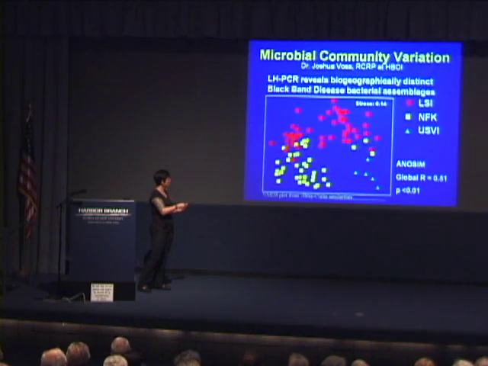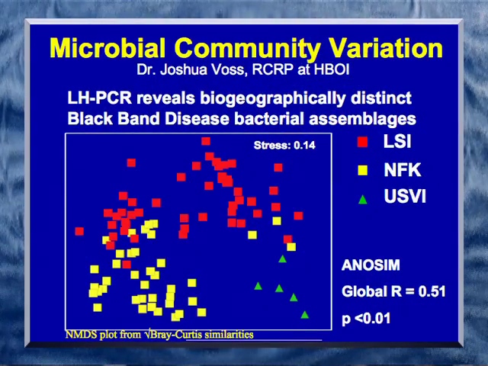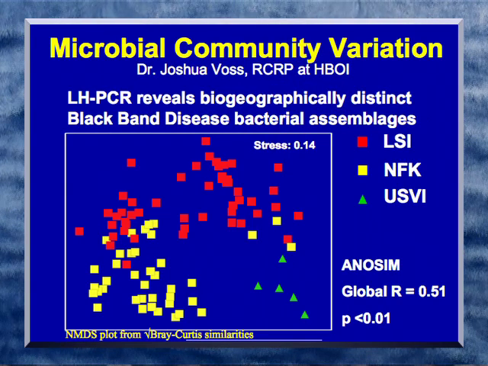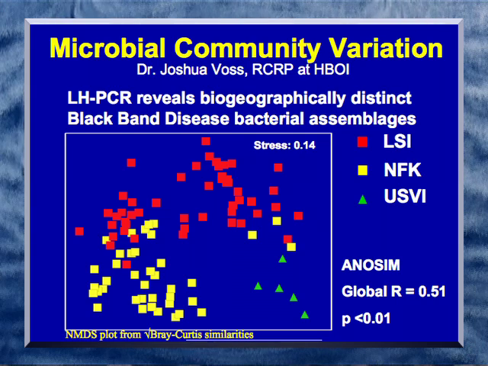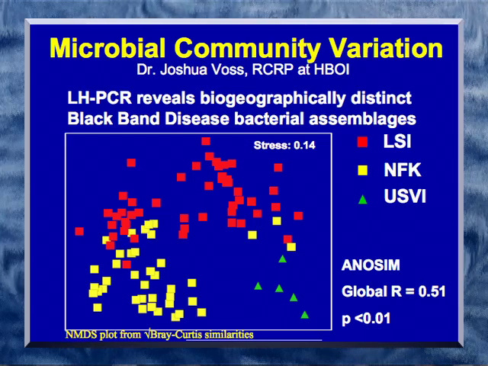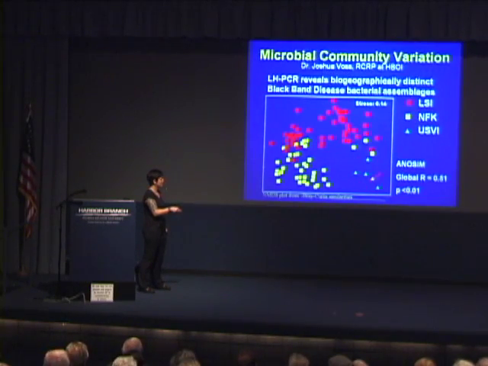So this graph shows the assemblages parse out based on biogeographical regions. The red is all in the Bahamas, yellow are all the bacteria consortiums that are similar to each other and from the Florida Keys, and then the bacterial assemblages from the US Virgin Islands all cluster out as well, meaning that these are all similar to each other but not similar to any of these.